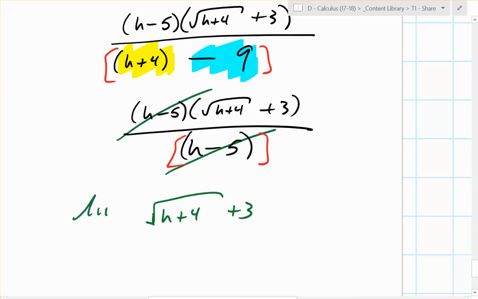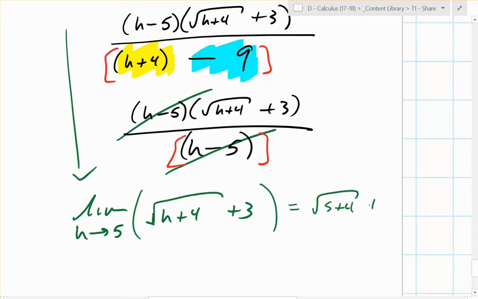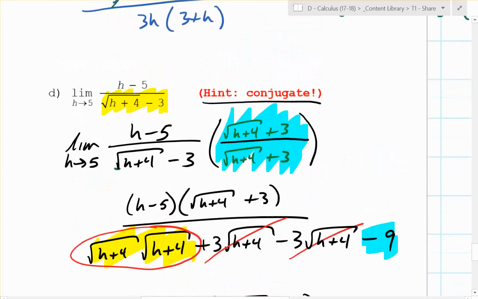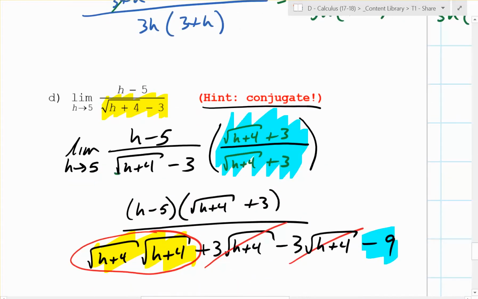And remember, it's the limit as h goes to 5 all the way down. So now, can we plug in 5 into this? We sure can. You plug in 5 and you end up with the square root of 5 plus 4 plus 3. It's the square root of 9 plus 3, which is 3 plus 3, which is 6. So the whole key was you had to multiply by a form of 1, and the form of 1 came by looking at the denominator. What's the conjugate of that? The conjugate of the denominator here is the numerator here and the denominator there.